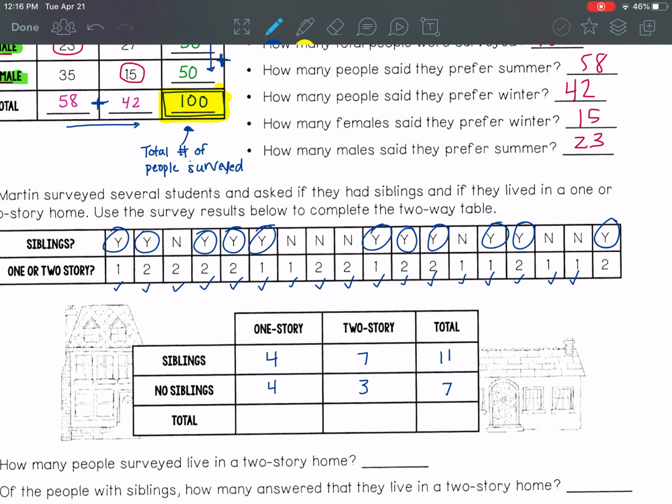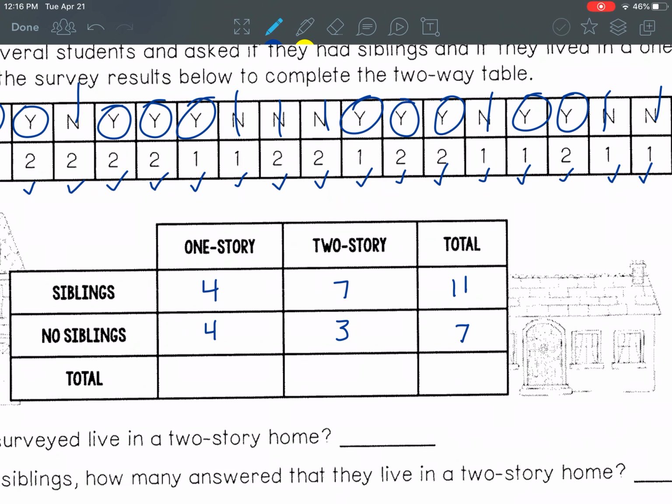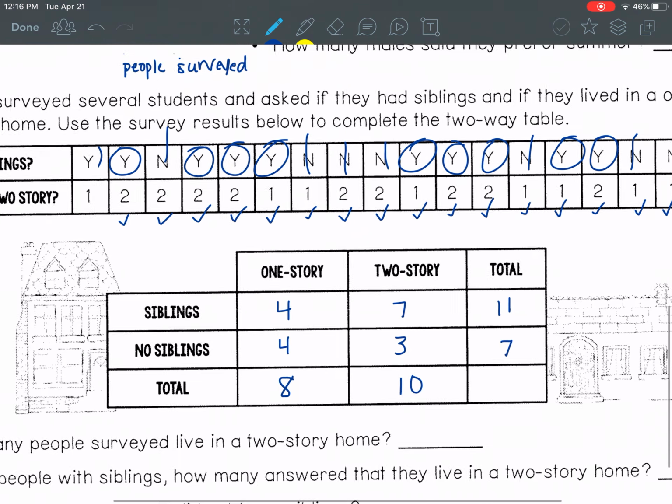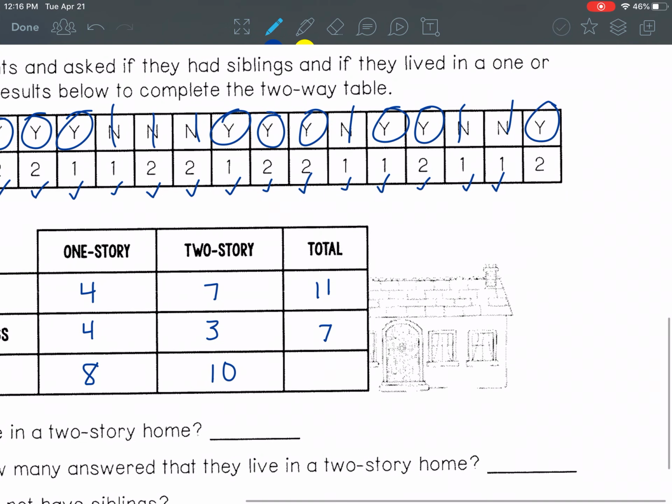And then are there 7 no's? Well, 1, 2, 3, 4, 5, 6, 7. So this is just checking my work. I know I've got that correct. Okay, 1 stories. So 4 plus 4 is 8. 7 plus 3 is 10. Again, I went through and then I double checked the 1s and the 2s to make sure there were 8 total 1s, 10 total 2s. Okay. If you get stuck on your Math Excel and you can't figure it out, that's always a good way to go back and check.